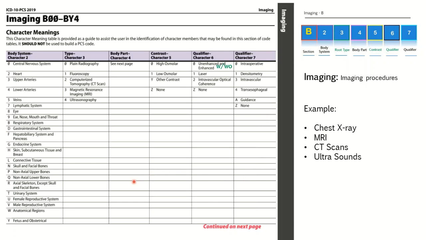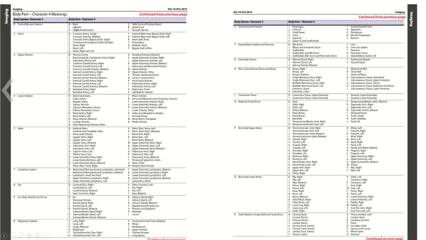Now let's continue on to the next page so we can look at our body parts, and there are a plethora of body parts. These are pretty much the ones that we've discussed in our body systems. The body parts and body systems are very similar. However, the body part is more specific. So if you see the central nervous system, the body part will be more explicit. It'll explain it more. All right, so you've got your body system, body part, body system, body part.